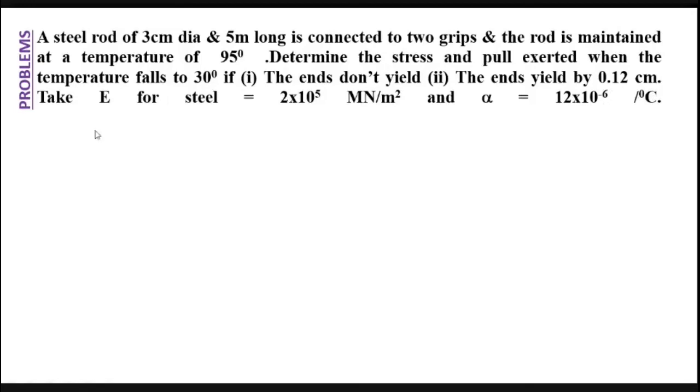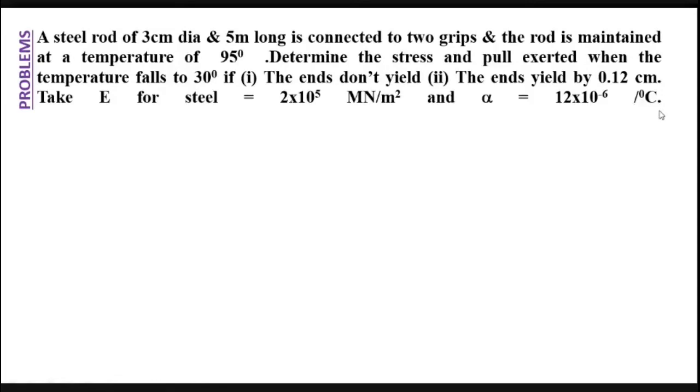They have given the Young's modulus for steel and the coefficient of thermal expansion for steel. The coefficient of thermal expansion is called alpha. You can see it is 12 into 10 power minus 6 per degree centigrade.